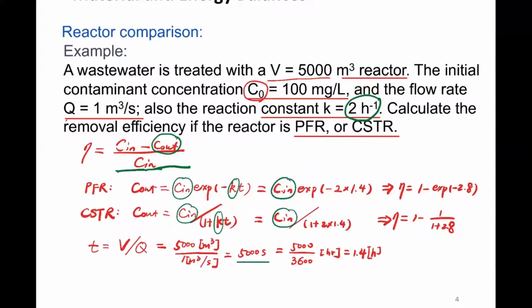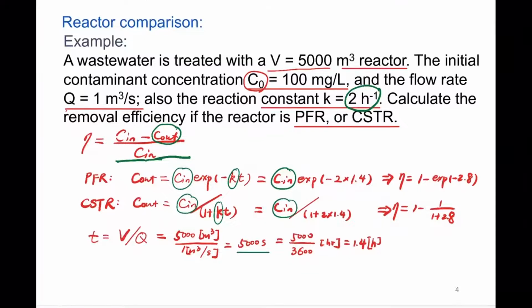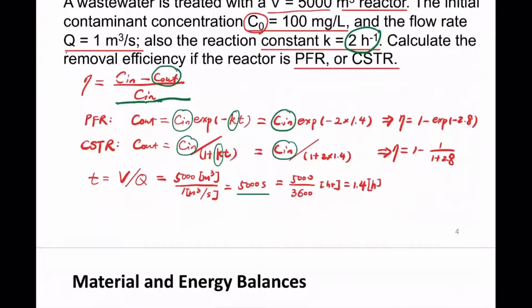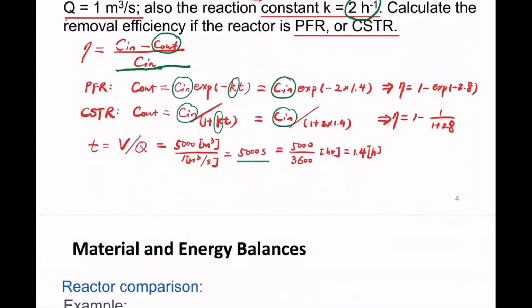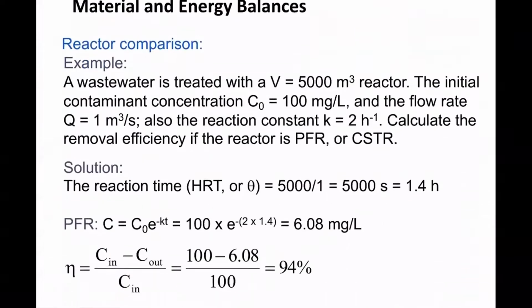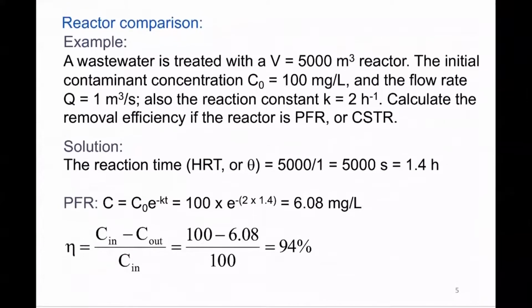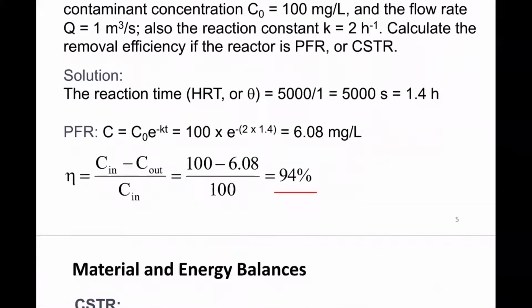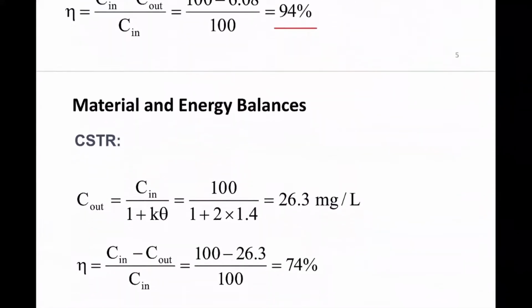By plugging in these values, you can use your calculator to do this, but I'm just going to show you the final answer, okay? So the final answer is that for the PFR, the efficiency is 94%, which is really good, right? So it's very effective for removing the pollutant. But for the CSTR, the efficiency is 74%, okay? This is lower compared to the PFR.